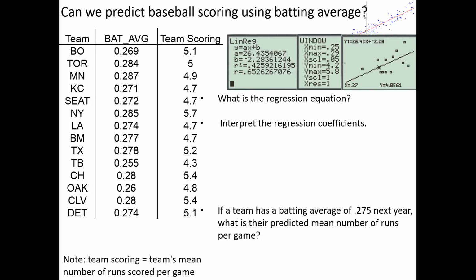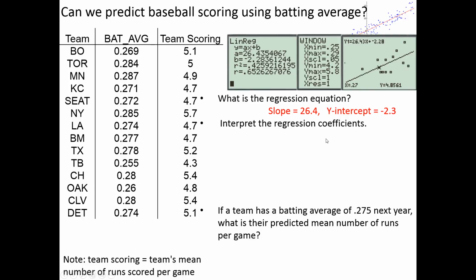Okay, so the first question is here, what's the regression equation? Well, for the regression equation, I guess I didn't really write that here, but the slope is 26.4, the intercept is negative 2.3, so the regression equation would be y equal to 26.4x minus 2.3. That's the estimated regression equation.